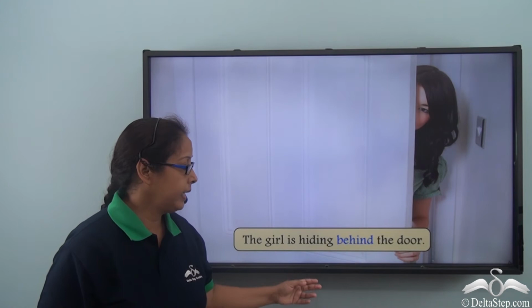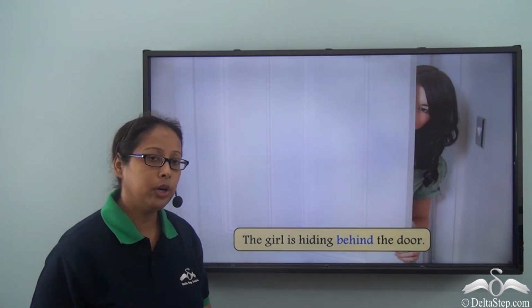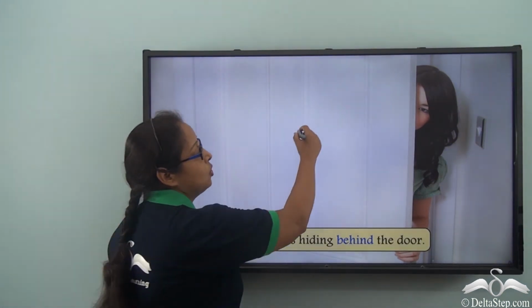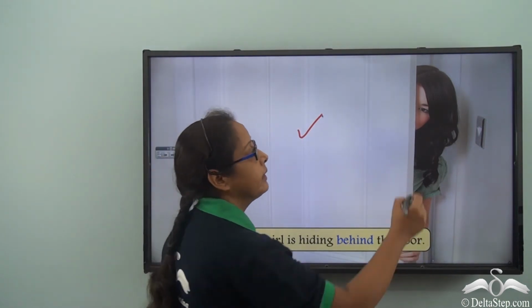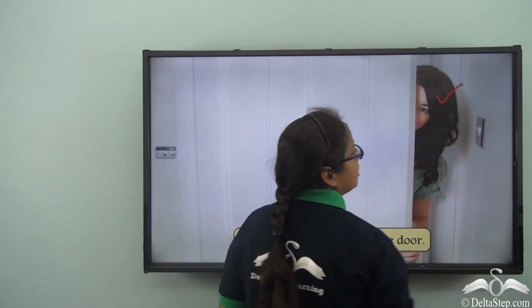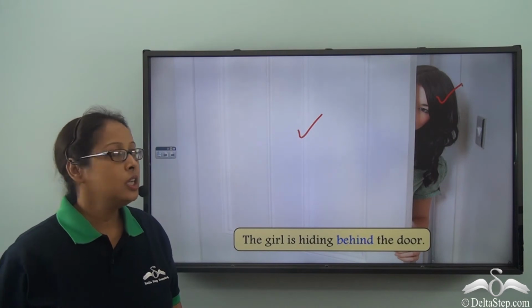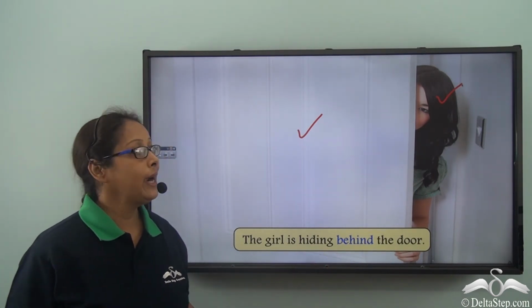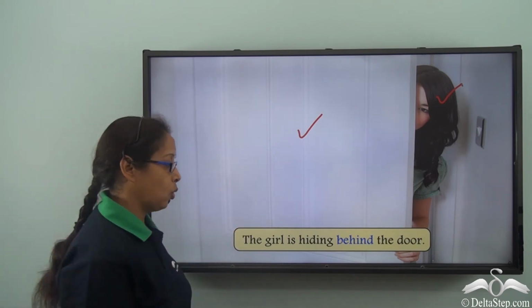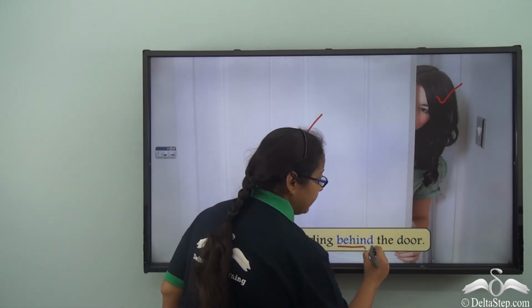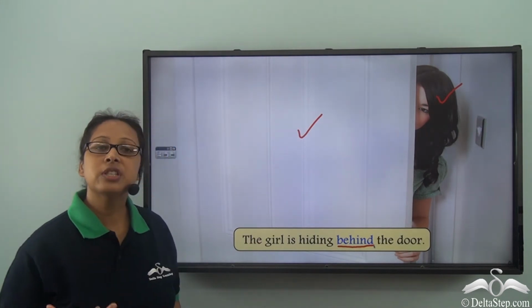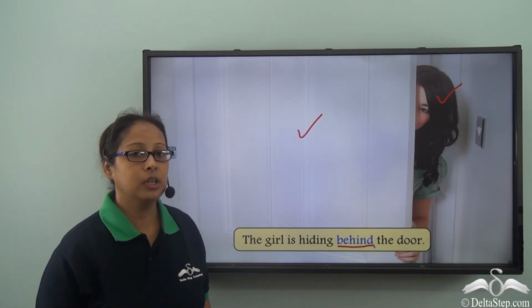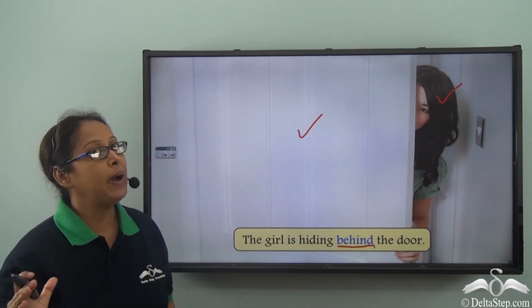The girl is hiding behind the door. We can see that this is the door and here is the girl. So where is the position of the girl? She is hiding behind the door, or at the back of the door. So behind is a preposition which is telling us the position of the girl. Where is she? At the back of the door.